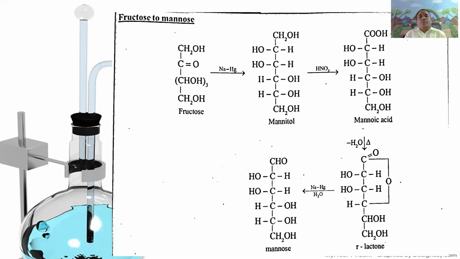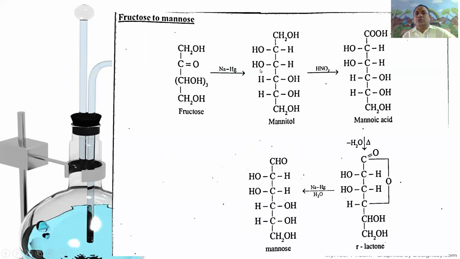Next, conversion of fructose to mannose, with the same four-step reaction. First, fructose undergoes reduction with nickel, platinum or palladium to give mannitol. That is CH2OH, CO, CHOH taken 3, CH2OH, which undergoes reduction with sodium amalgam or nickel, platinum or palladium. It gives mannitol.